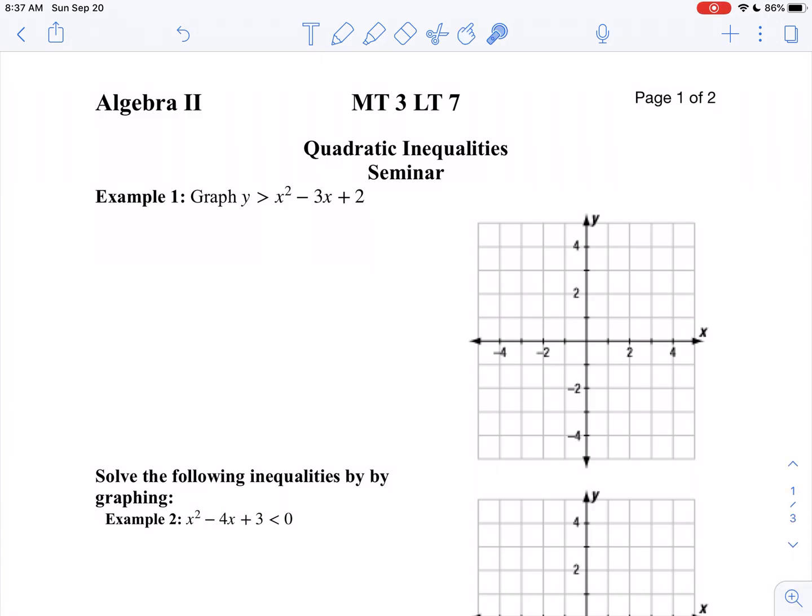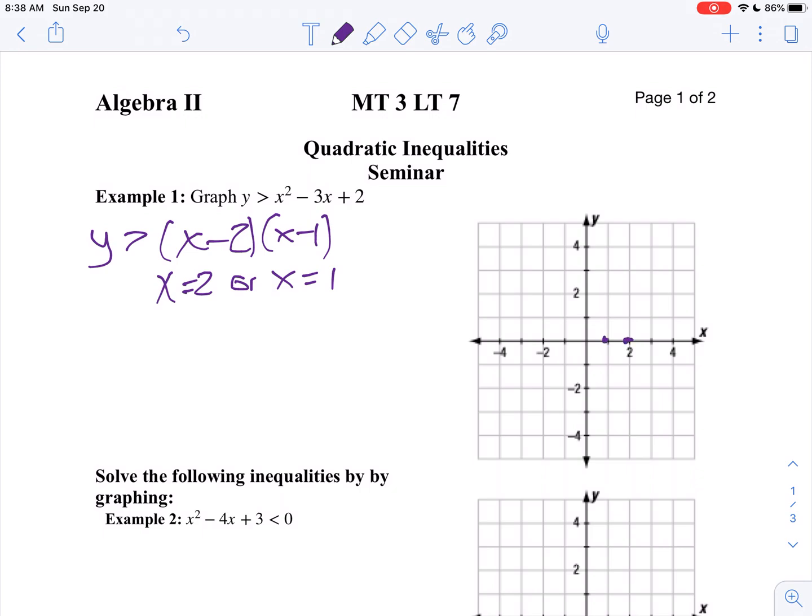The first thing I want you to notice is you can factor this quadratic. Since you can factor this quadratic, it makes it a lot easier to graph. So we're going to go x minus 2 and x minus 1. So we're going to graph the x-intercepts. The x-intercepts are at 2 and 1, because remember, x minus 2 equals 0 and x minus 1 equals 0. So I'm going to graph 2 and 1.